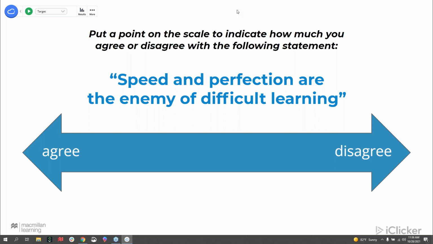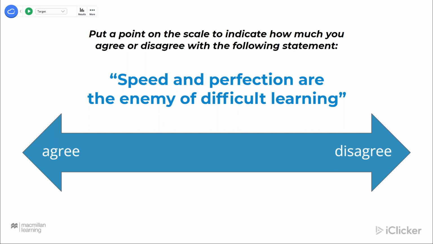And now my adult math is terrible. I'll just tell you. And I want to speed my daughter along on her journey to math. And that's the wrong approach. Speed and perfection are the enemy of difficult learning. And that's something that I'm challenged to remember about a growth mindset.